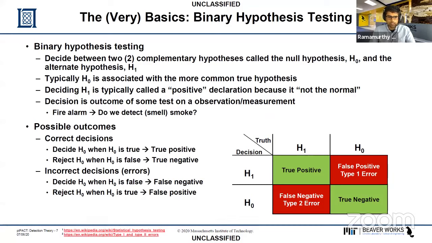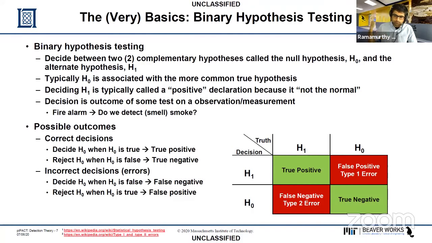And usually the decision between these two is the outcome of some test on an observation or measurement. We have an observation or measurement in hand. We do some tests on it, or we do some math on it. We decide which of the hypotheses is true. For example, on the fire alarm, that test is something like, do we detect or "smell" smoke? I put smell in quotations because it's a machine. It doesn't necessarily smell per se, but do we detect smoke, or heat or whatever is correlated with the fire? That is the test we're applying.